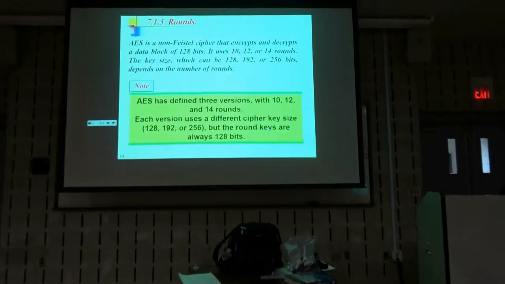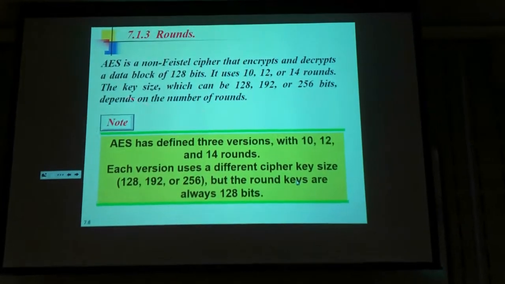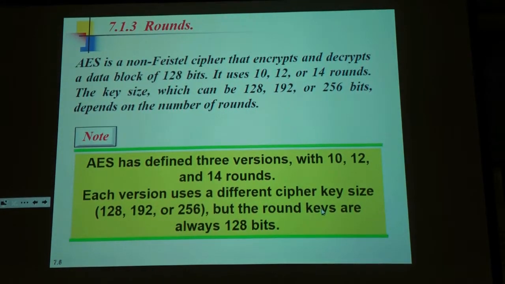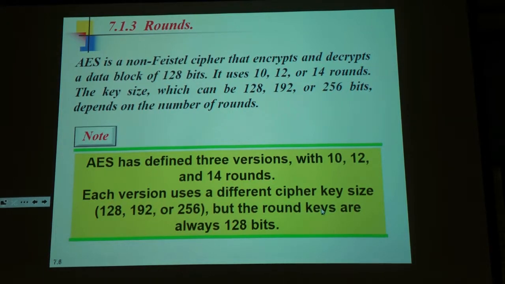It's a non-Feistel cipher that encrypts and decrypts a data block of 128 bits. What was the data block in DES? 64 bits. Here it is 128 bits. It uses 10, 12, or 14 rounds, so 3 versions of it, depending on the key size. With a 128-bit key, we use 10 rounds; with 192, we use 12 rounds; and with 256, 14 rounds.